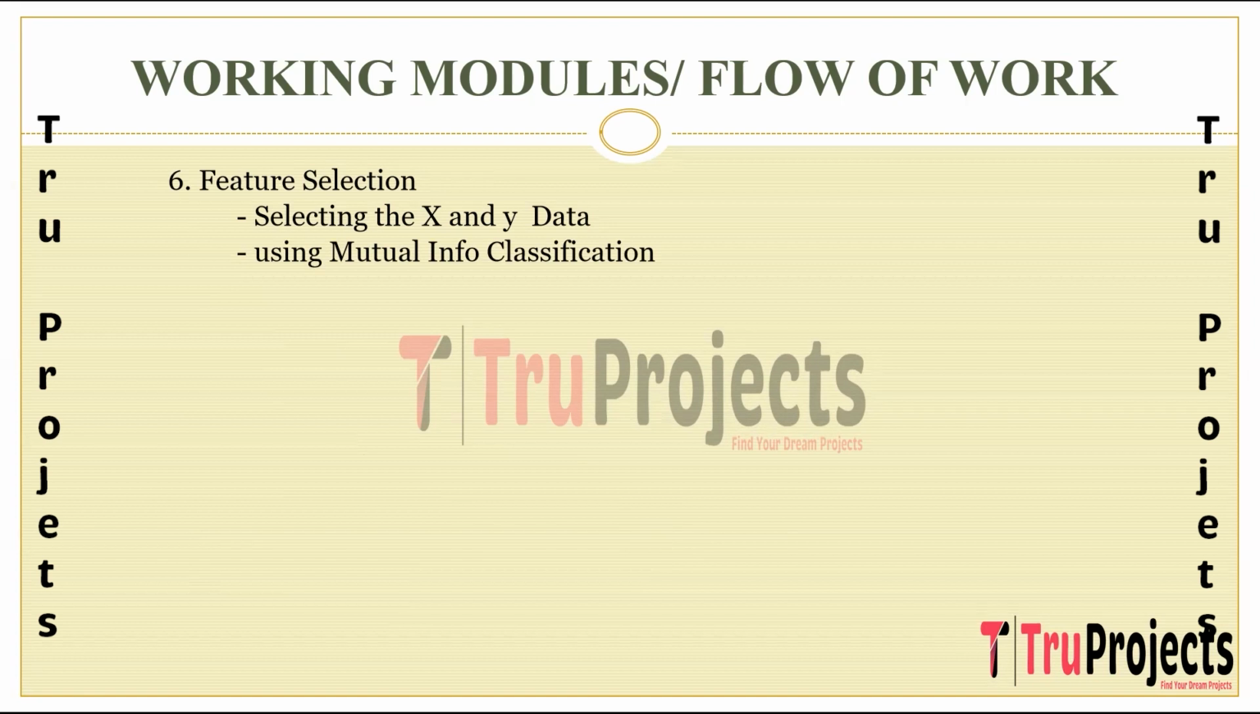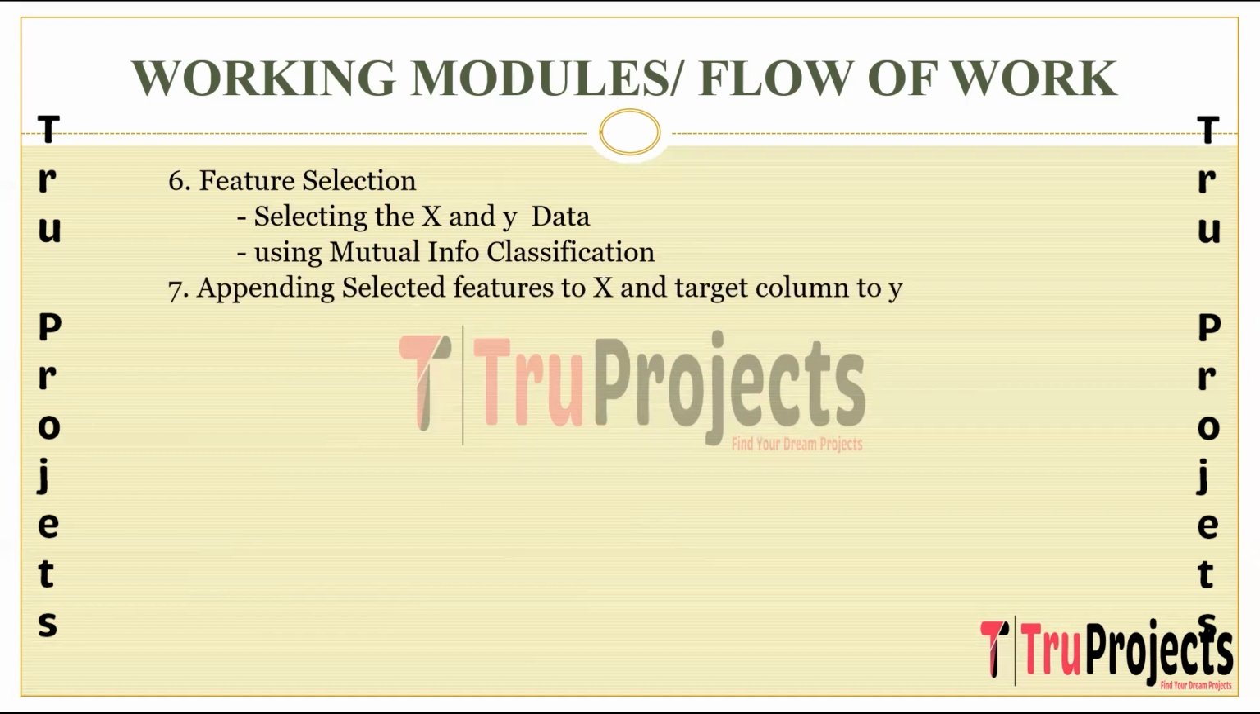Using mutual info classification. Mutual information is a measure used to determine the relationship between variables. Mutual info classification helps in selecting the most relevant features by estimating the mutual information between each feature and the target variable. Appending selected features to X and target column to Y. After feature selection, the chosen features are appended to the X data, ensuring that only the most informative features are used for model building. The target column Y contains the labels or outcomes indicating whether an intrusion has occurred.